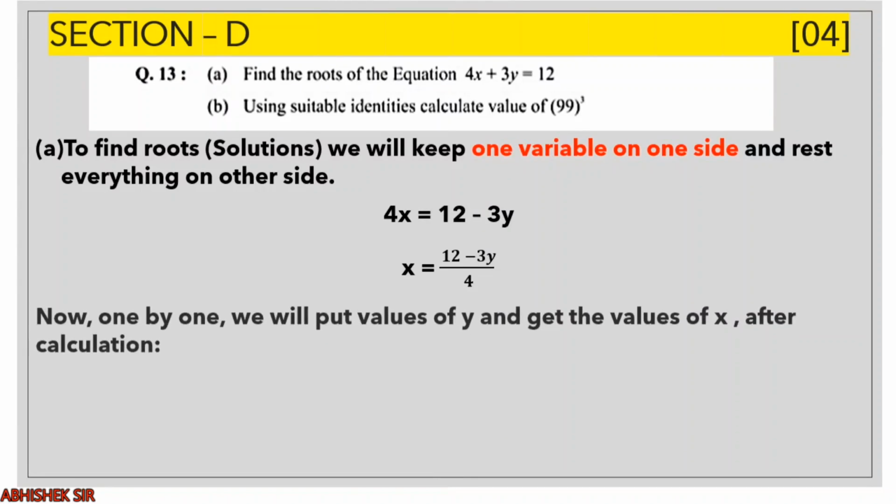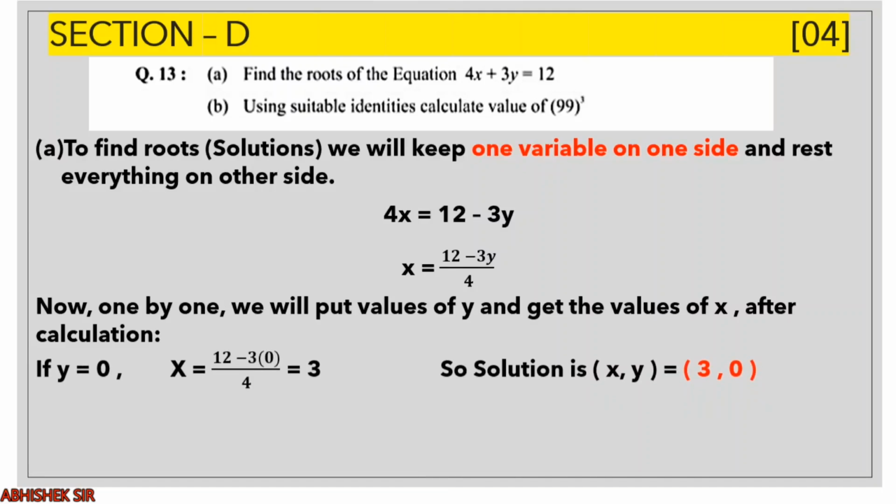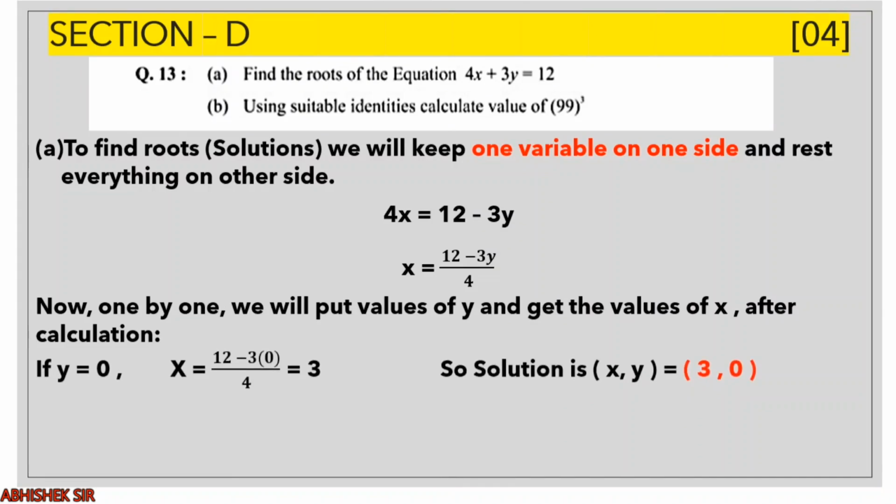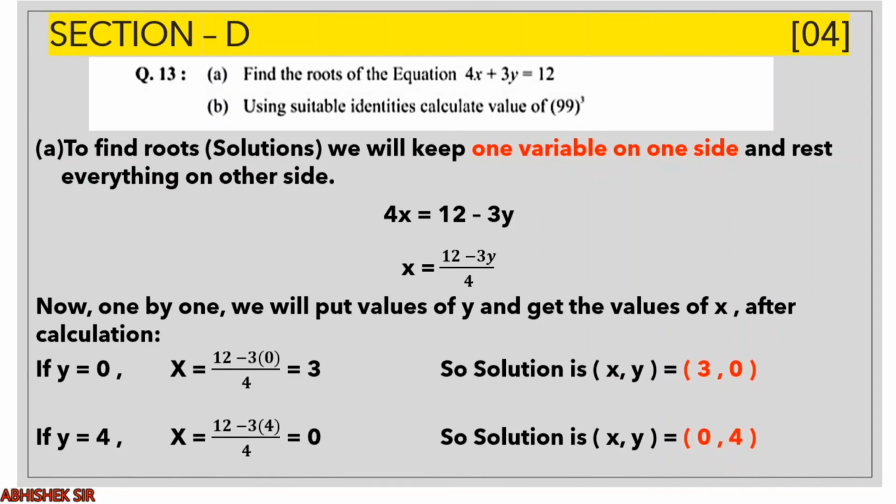Now one by one we'll put the values of y and we'll get the values of x after calculation. So if y equals 0, x equals (12 minus 3 into 0) upon 4, and ultimately that is 12 by 4, which is 3. So if y is 0, x is 3. So our first solution is (3, 0). Same way, if we put y equals 4, we will get x equals (12 minus 3 fours are 12) upon 4, and that is 0. So our second solution is (x, y) equals (0, 4).